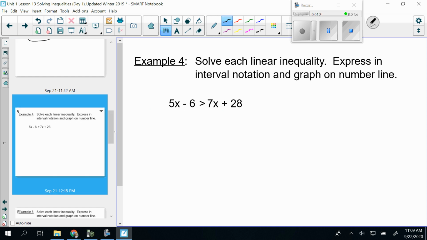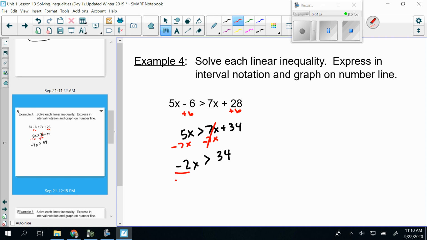If you've got x's and numbers on both sides, it's up to you how you want to go through and solve that. Add or subtract numbers here. Maybe we could start by adding 6. So now we've got 5x is greater than 7x plus 34. So now let's get our x's together, subtract 7x. And now we've got negative 2x is greater than 34.